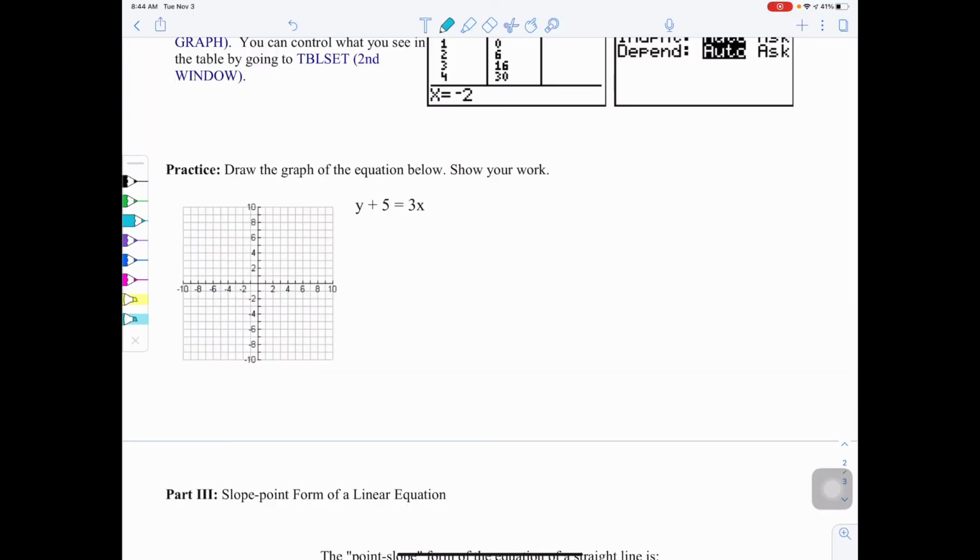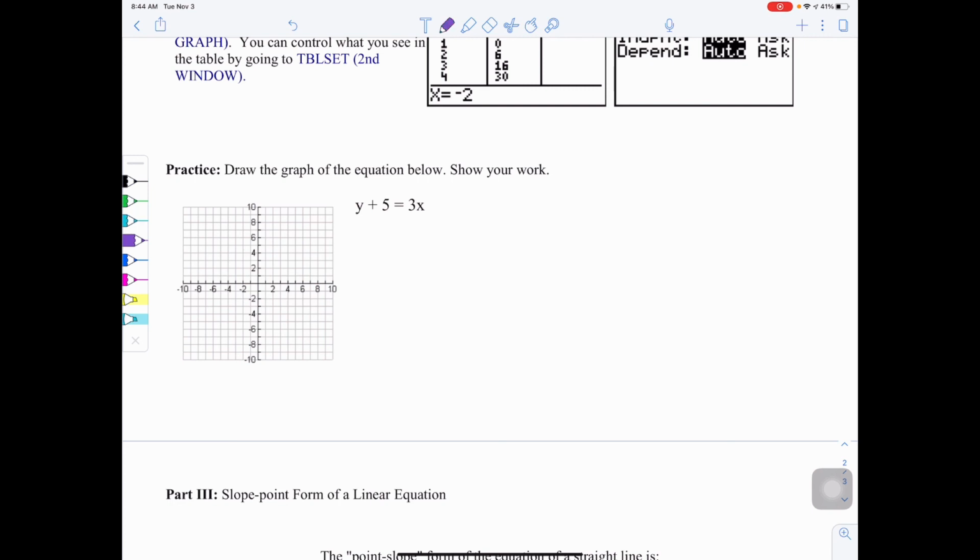Okay, now I would like you to practice. You're going to draw the graph of the equation below and show your work. Please use your graphing calculator to do this. So you might have to change the equation into the proper form and then practice going to your graphing calculator, graphing this, and getting a table of values as your work. When you are ready, you can resume the video to check your answer.